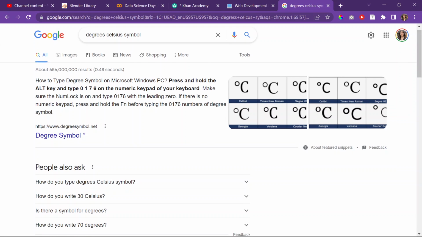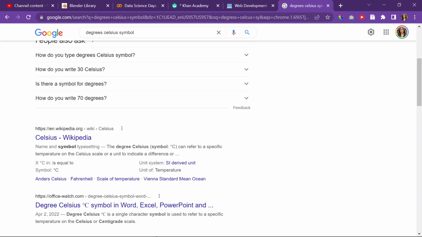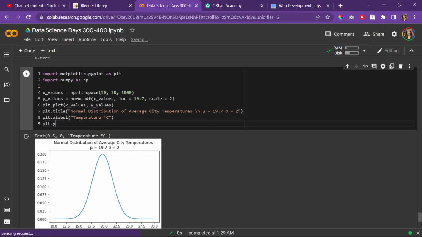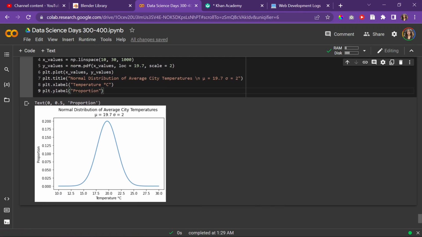Are you serious right now? Where is the actual symbol? Degrees Celsius over here. And then just put that in there, and then run that, and then plt.ylabel would be the density or the proportion or the area. I'll just call it density. Actually, proportion would make a little bit more sense. So I can run that, and that's it.